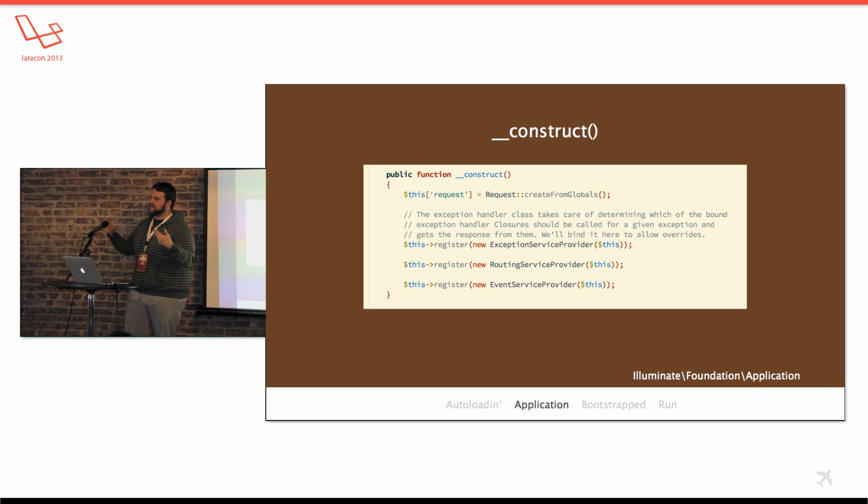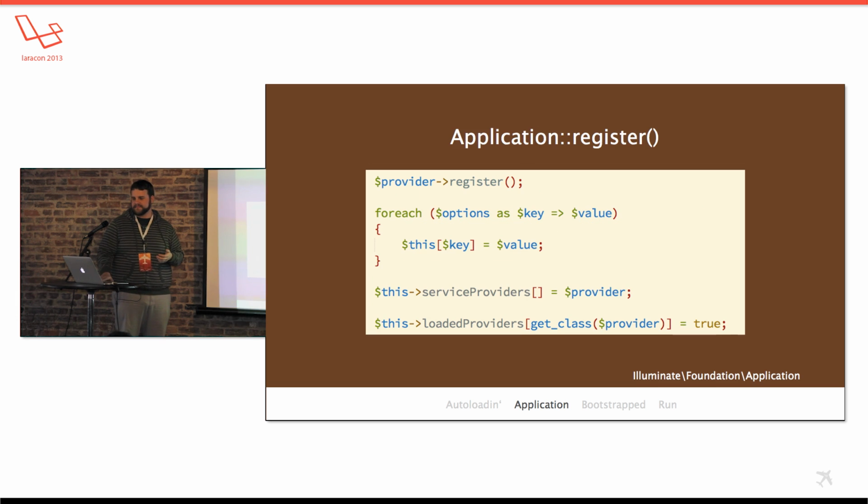Which, just like a lot of things that you've used before, a lot of frameworks, takes a lot of the variables set by PHP in the server, pulls them down, and turns them into a really nicely accessible object. The next thing it does is it registers the exception service provider, routing service provider, and event service provider. What this does is, this is application register. Service providers are essentially the evolution of bundles.